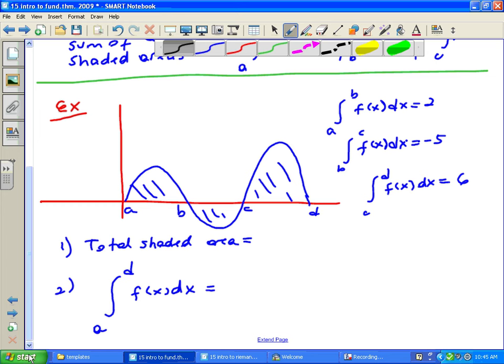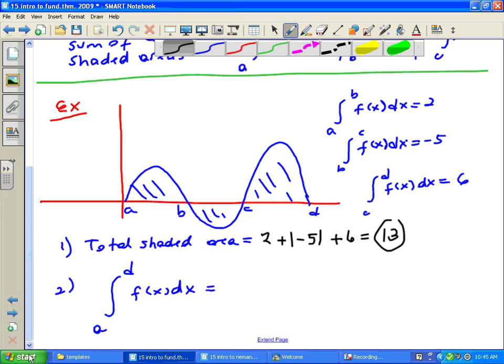So what will be the total shaded area? So there you add the absolute values, right? So 2 plus absolute value of -5 plus 6. So you are correct in that regard. So here it should be 2 plus absolute value of -5 plus 6. So that is 13.